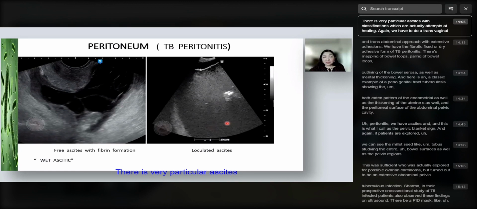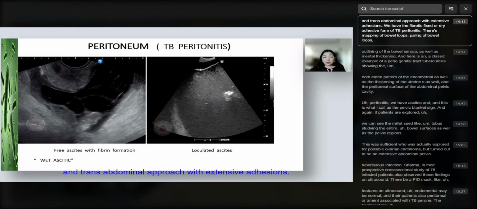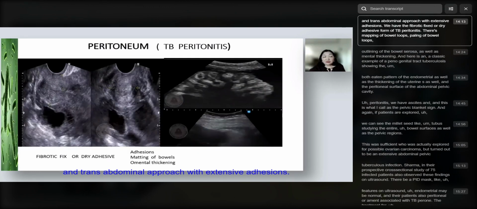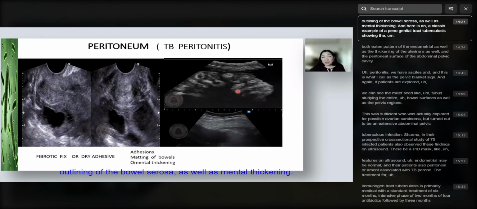There is very particular ascites with calcifications, which are actually attempts at healing. Again, we have to do a transvaginal and transabdominal approach. With extensive adhesions, we have the fibrotic fixed or dry adhesive form of TB peritonitis. There's matting of bowel loops, palisading of bowel loops, outlining of the bowel serosa, as well as omental thickening.